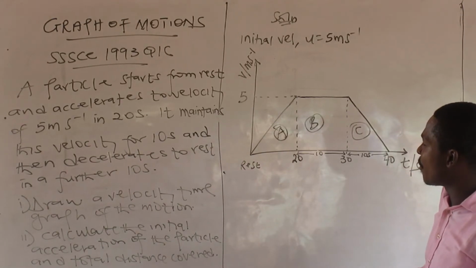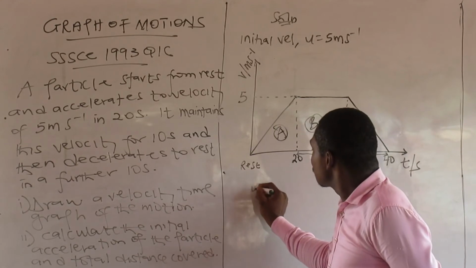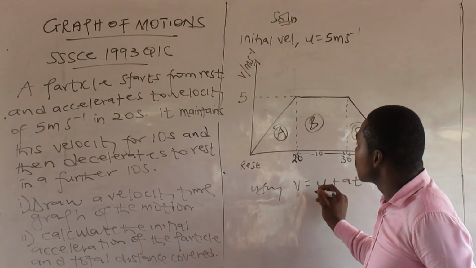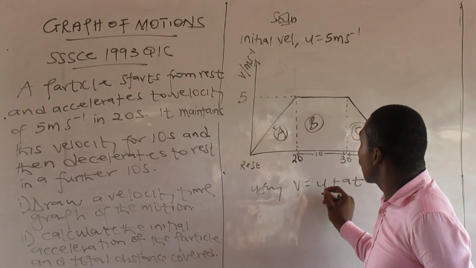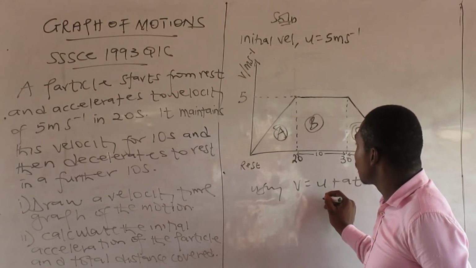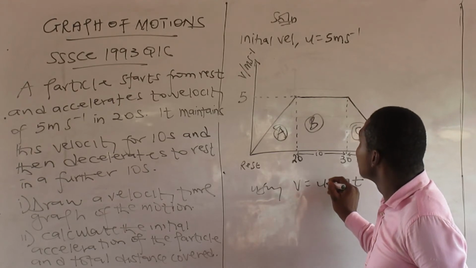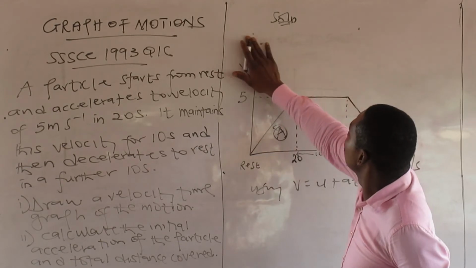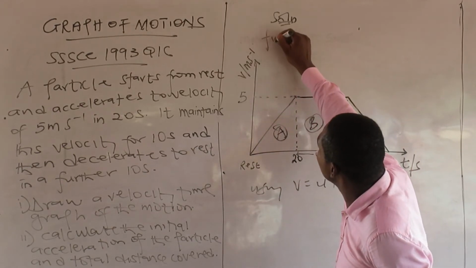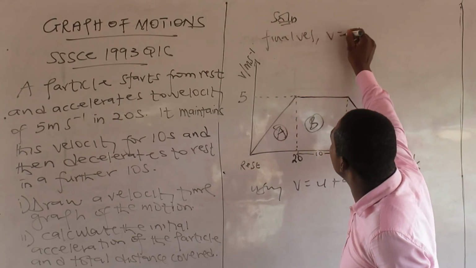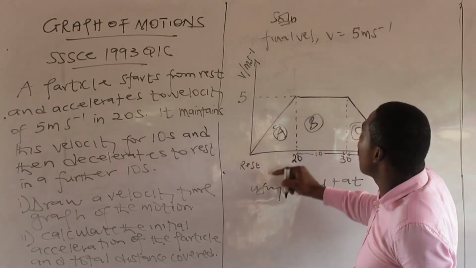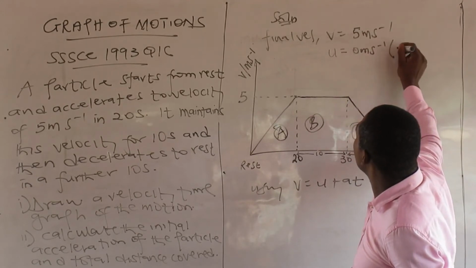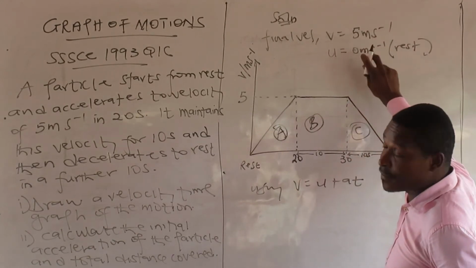Now, calculate the initial acceleration of the particle. Good. So using v equals u plus at. I want my initial acceleration, right? Good. There is a final velocity, right? The final velocity v is what? 5. We start from rest. So our initial velocity is what? 0. u is 0, right? That is rest. Please take note.